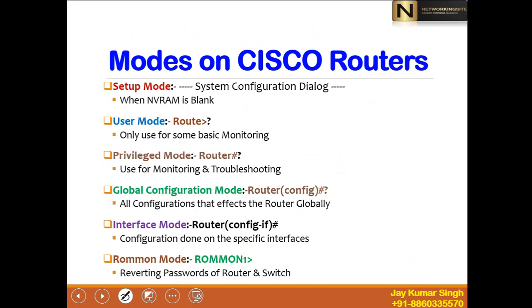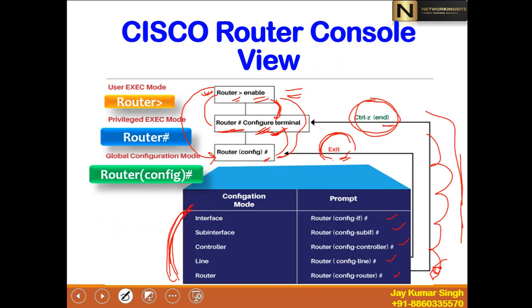You have to save the configuration, otherwise you will lose all of the configuration you have done. So when you come to privilege mode, then you save the configuration, no problem. You can save here also and you can save here also, but Cisco mainly recommends to save the configuration here, in privilege mode.